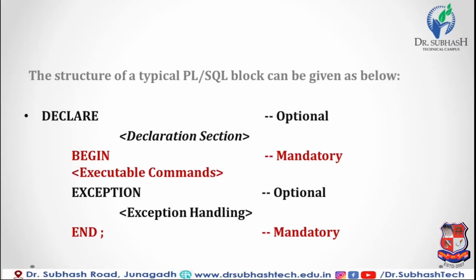After begin, there is an exception part. Exception is also an optional part. It handles error exception handling. If we need exception handling in our PL/SQL block, then we add an exception section, otherwise it is optional. And last, it ends with a semicolon. The end with semicolon is also a mandatory part. This is the structure of the PL/SQL block.